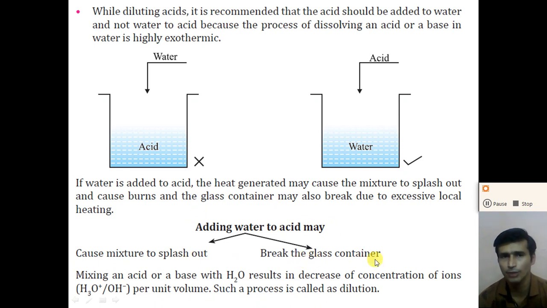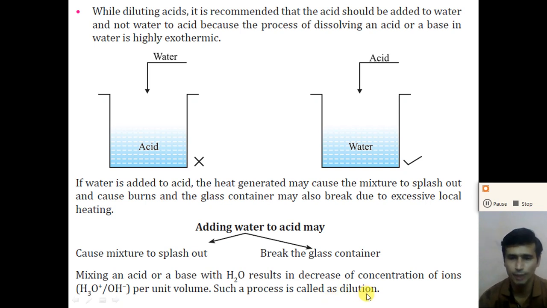So it is not recommended that for diluting the acid or base we add water to the acid or base. Instead of this, add the acid or base into the water. So mixing of the acid or base with H2O results in decreasing the concentration of the ions, H3O plus in the acid and OH minus in the base, per unit volume, and such a process is called dilution, right?